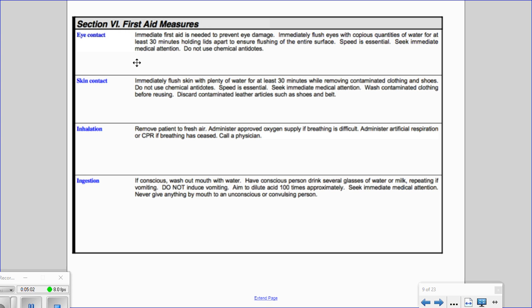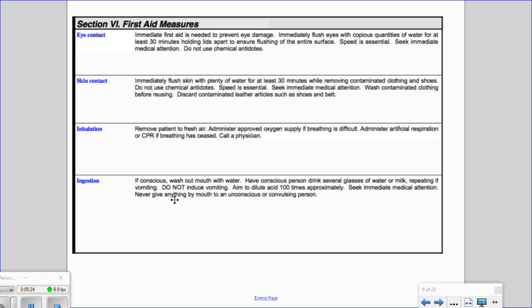So basically, you're standing over an eye wash station, having water flush your eye for about 30 minutes. In the event of skin contact, wash with water. If through inhalation, move to fresh air. If ingested, copious amounts of water. That's what you have to drink.